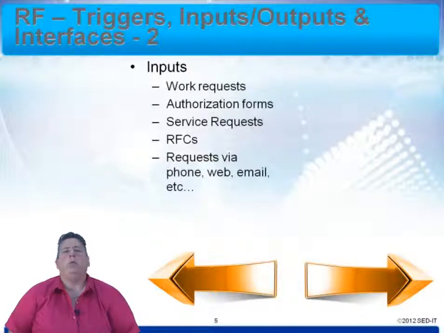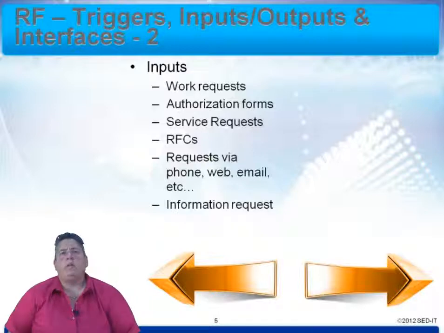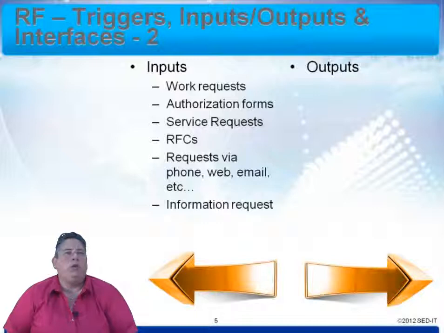The various inputs and outputs for request fulfillment are as follows. Inputs to the process would be work requests, authorization forms, the service request itself, requests for change. So all of these requirements, as well as information that allows us to set up the process, would be an input. The other requests via phone, web, email, so the actual usage of the process itself would be considered an input.